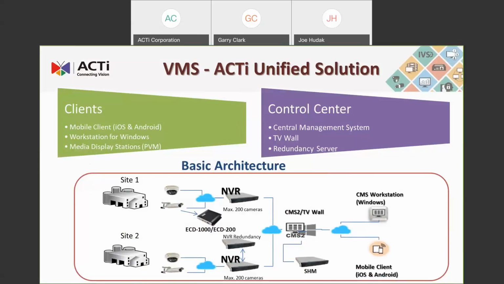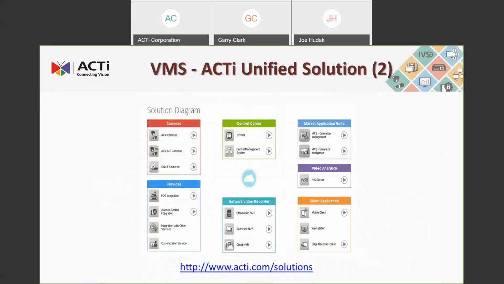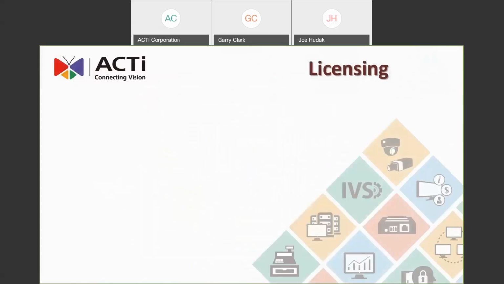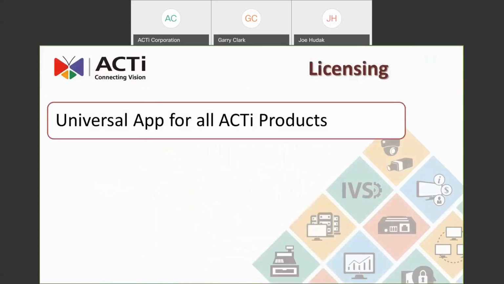So our mobile app is supported on every device, basically, that we do have in our company. So it's a universal app for all ACTi products. That means no matter if you're using a ZNR, a GNR, INR, just the software of NVR3 Corporate, Enterprise, you'll be able to use the app to connect to all of them. There is no licensing for the app. There's no limit in how many clients you can connect with.